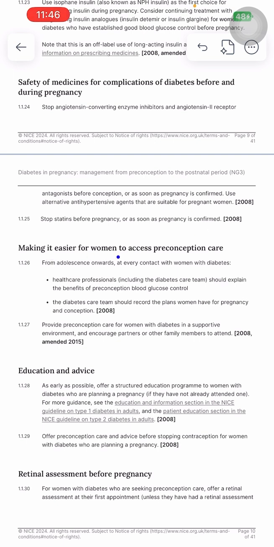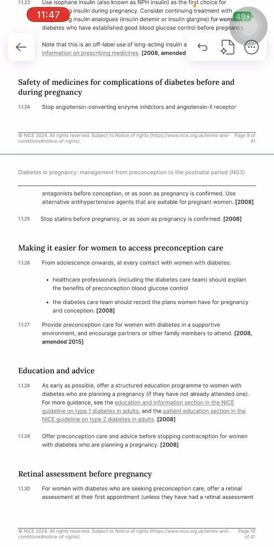Make it easier for women to access preconception care. For adolescents onward, at every contact with women with diabetes, health professionals, including the diabetes care team, should explain the benefit of preconception blood glucose control. The diabetes care team should record the woman's plan for a pregnancy and preconception. Provide preconception care for women with diabetes in a supportive environment. Encourage partners and family members to attend.